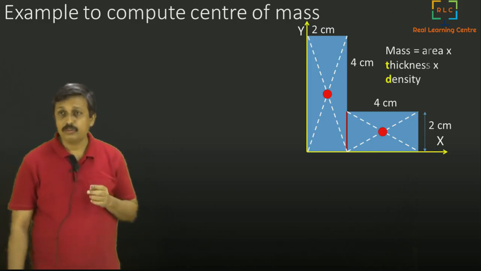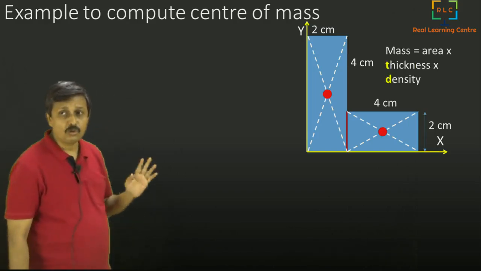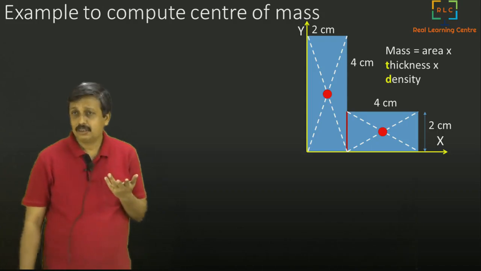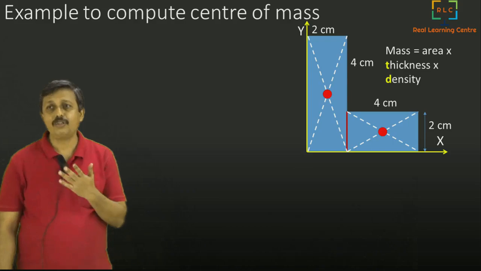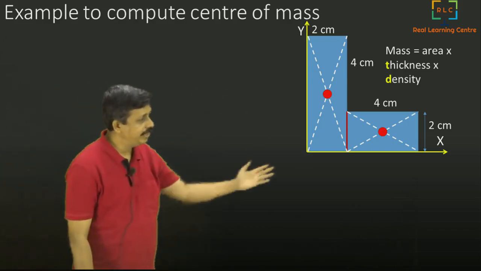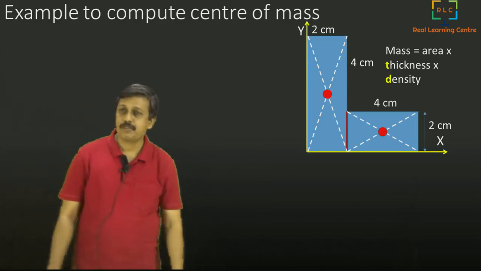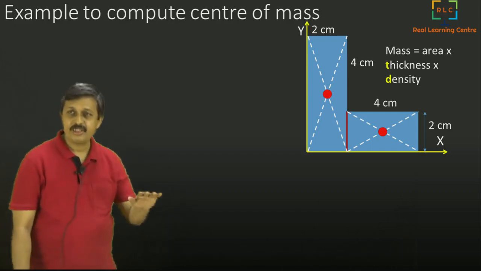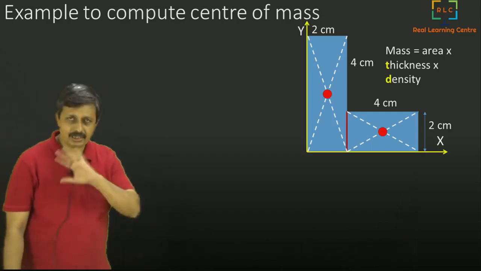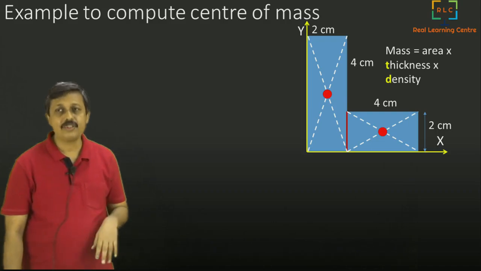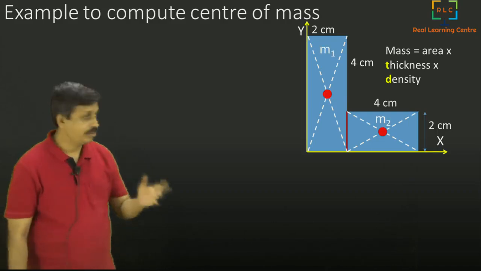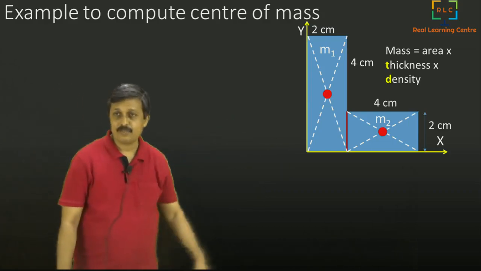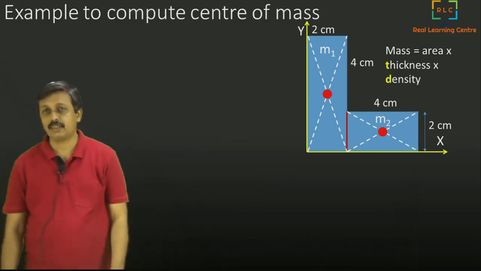So now, we know the total mass. How do we calculate it? Mass is nothing but volume times density. The volume is area times thickness. This whole area times its thickness is the volume, and times the density will give us mass. For any area we can do that. Now in this case, let's say the mass of the first one is m1 and the mass of the second one is m2, two rectangles.